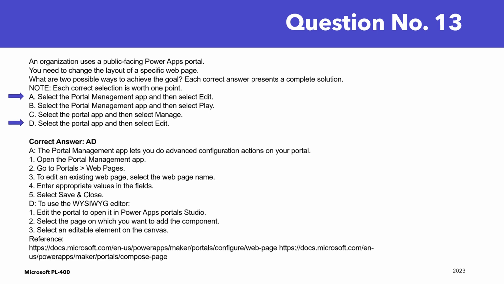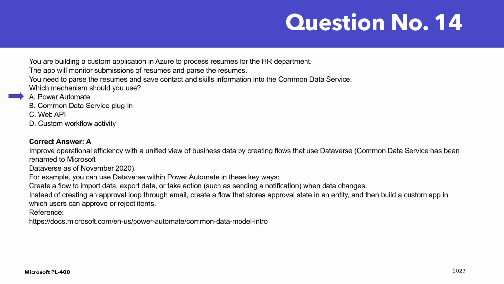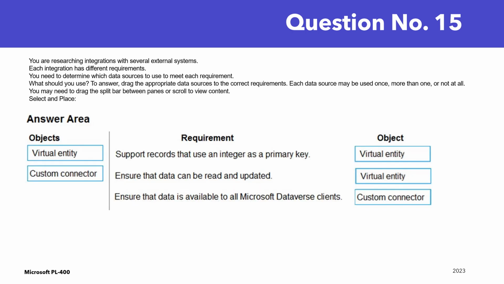You are building a custom application in Azure to process resumes for the HR department. The app will monitor submissions of resumes and parse the resumes. You need to parse the resumes and save contact and skills information into the Common Data Service. Which mechanism should you use? A. Power Automate. B. Common Data Service Plugin. C. Web API. D. Custom Workflow Activity. Correct answer, A.